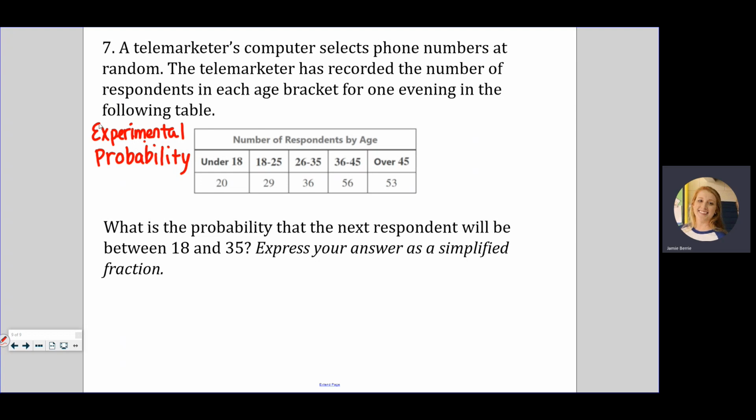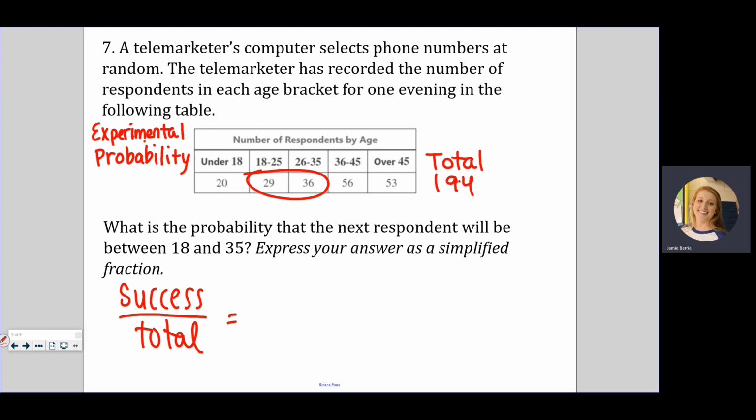So first thing you need to do is figure out the total. 194. So 194 people answered the phone. So we're still calculating this as success over total. How many people answered that were between 18 and 35? That's 65. So 29 plus 36 gives you 65. Total is 194. Does that simplify? I don't think so.